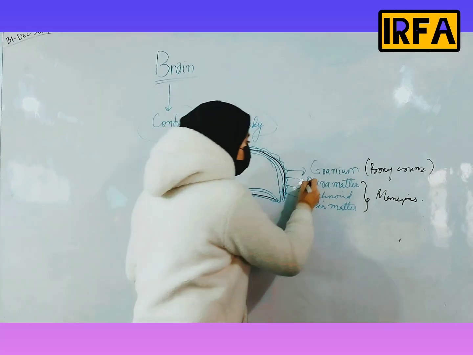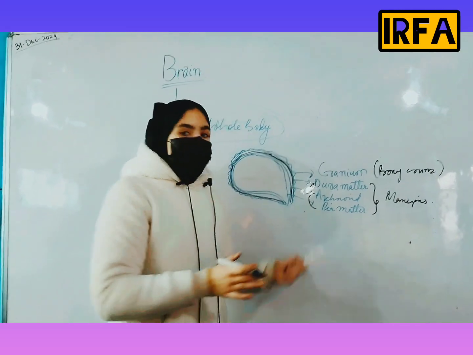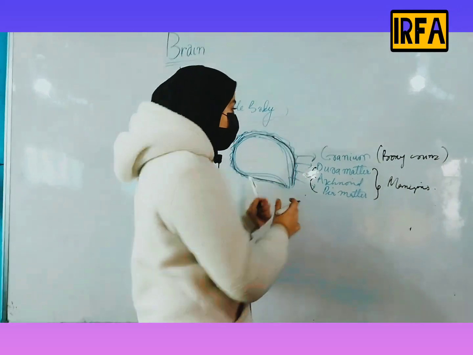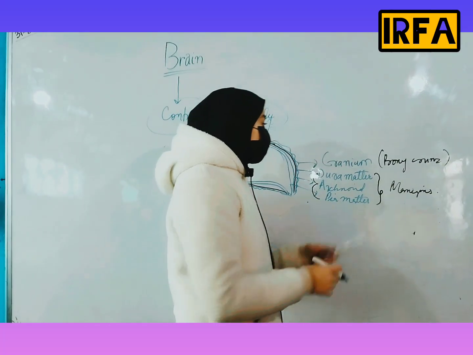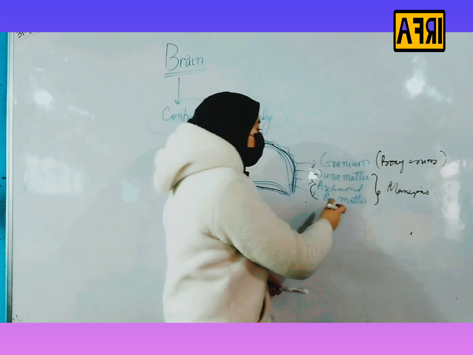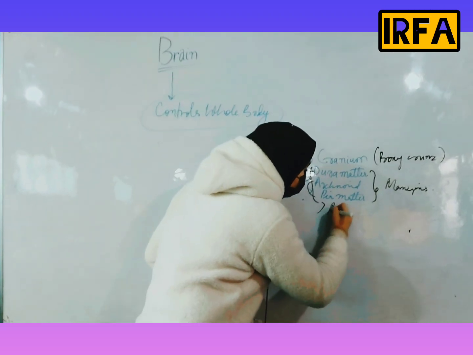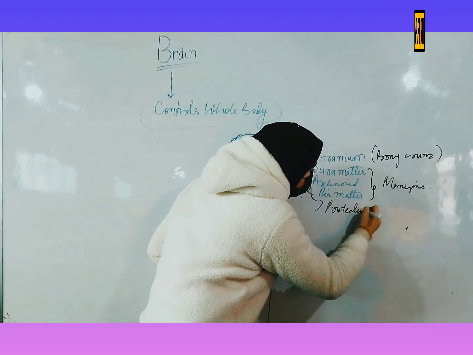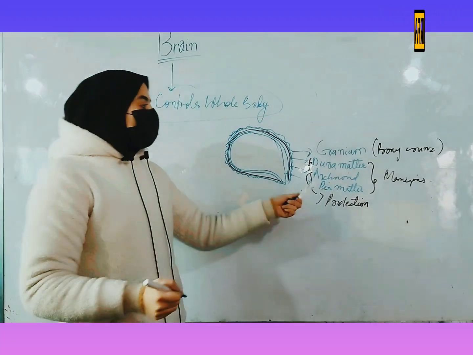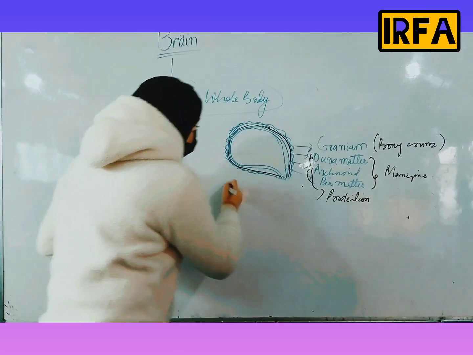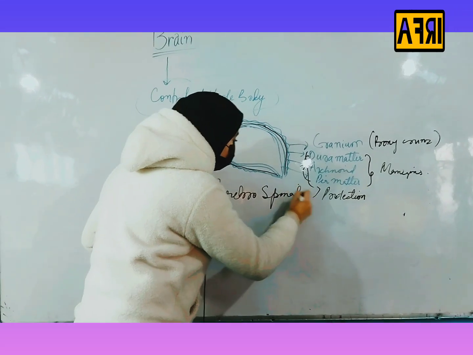Now, these 3 layers, dura mater, arachnoid, and pia mater, also act as a protective layer for the brain. Indeed, dura mater has a different function, arachnoid has a different function, and pia mater has a different function. But together they have only one function, that is protection of the brain. Now, there is a fluid between dura mater, arachnoid, and pia mater, that is cerebrospinal fluid.